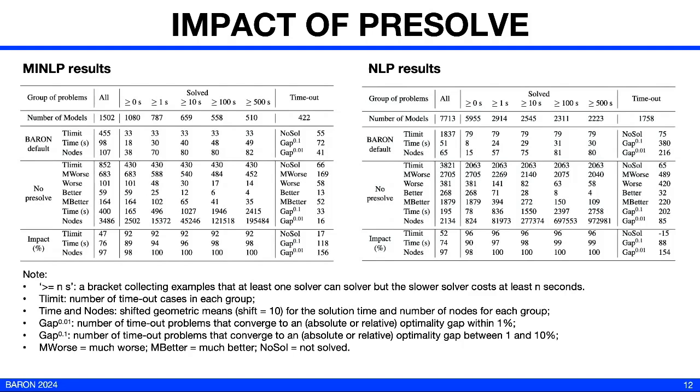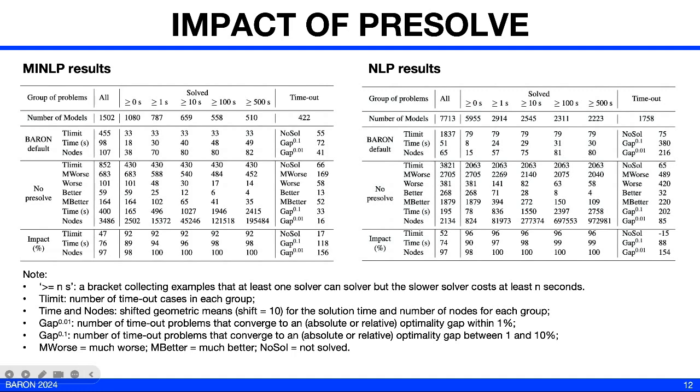And here we evaluate the impact of pre-solve by performing experiments on 2 collections, the MINLP collection and the NLP collection. So these tables provide a lot of details for our experiment results, and we need to analyze this deeply. This table shows the comparison between the default version of Baron and Baron without pre-solve.